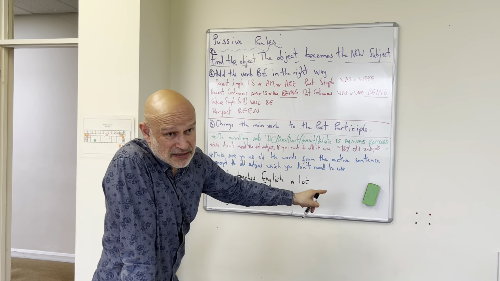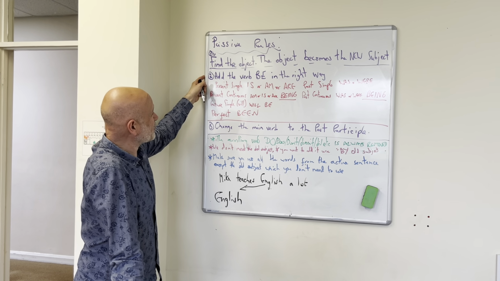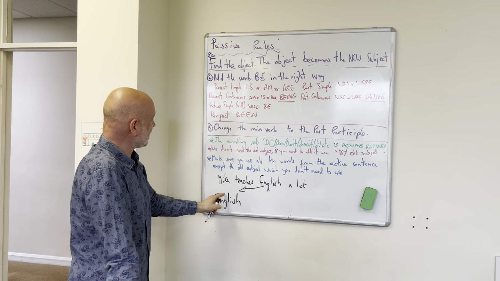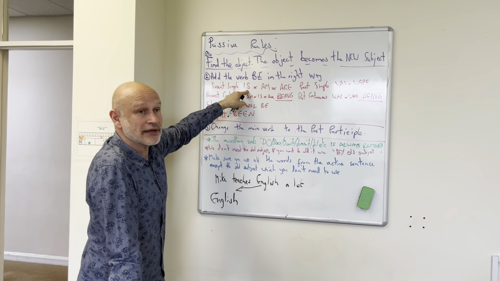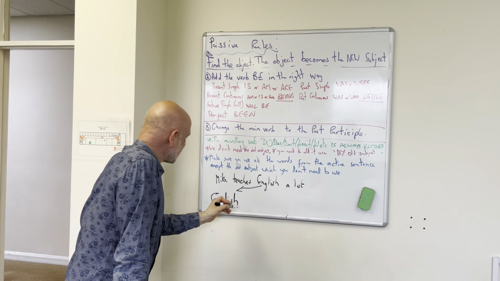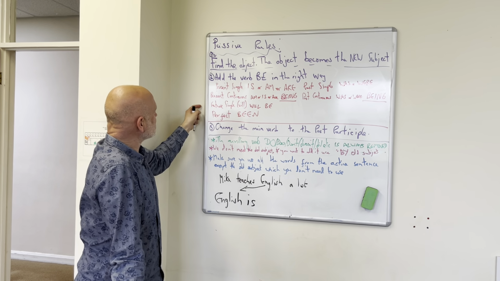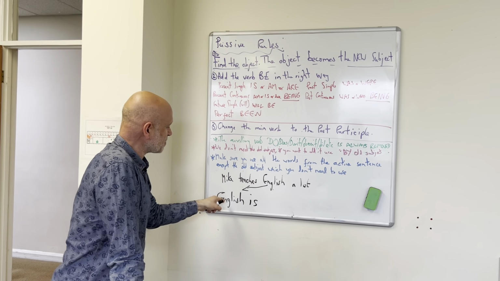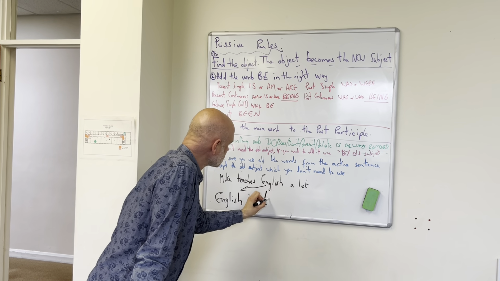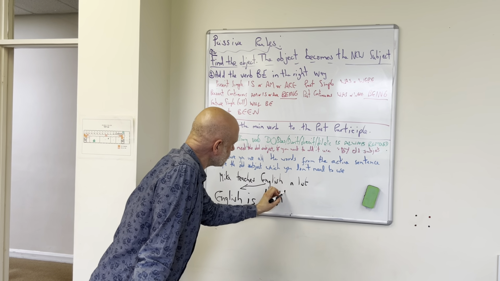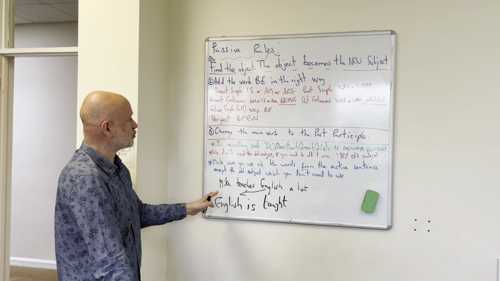Because this is a present simple sentence, we need to add the verb to be in the present simple. English, which one is it? English is. It is. That's why we need to think a little bit, but that's fine. Then we need to change the main verb to the past participle. English is taught. That's it. That's good enough.